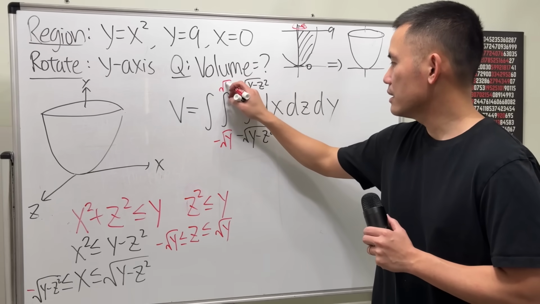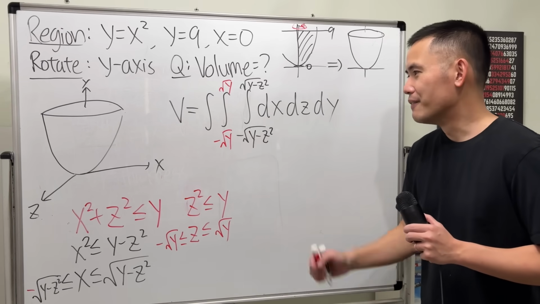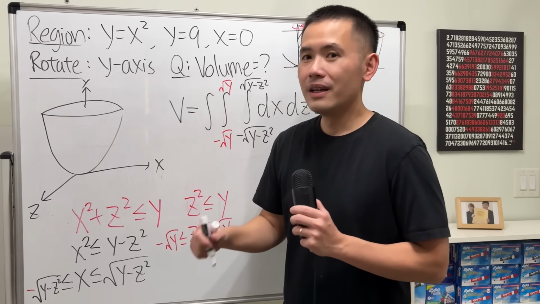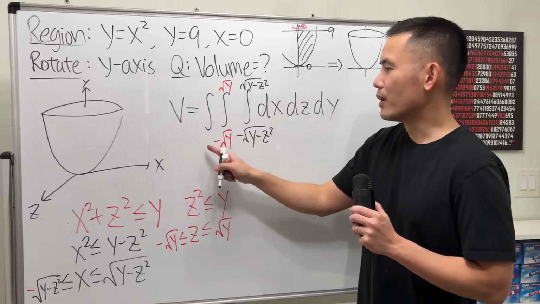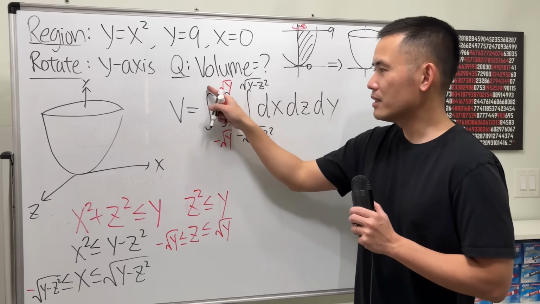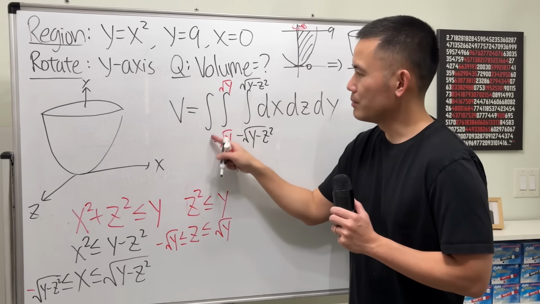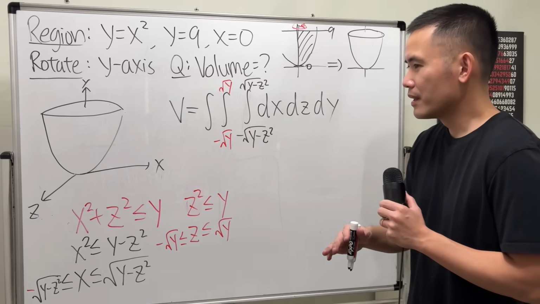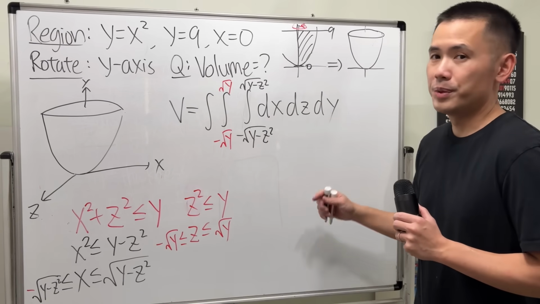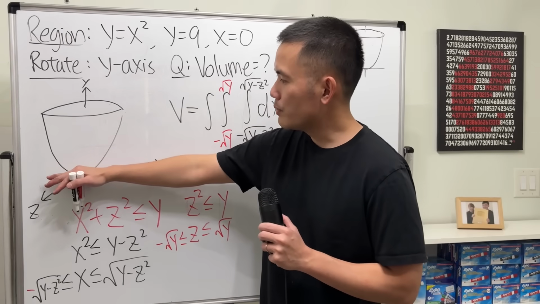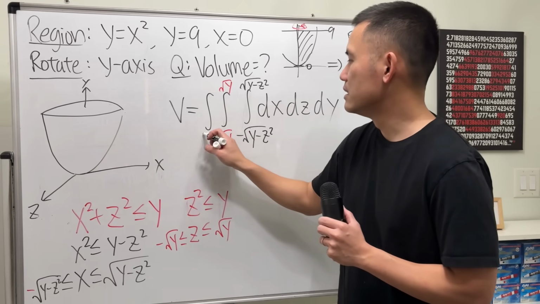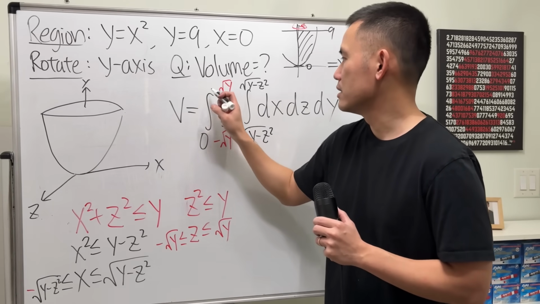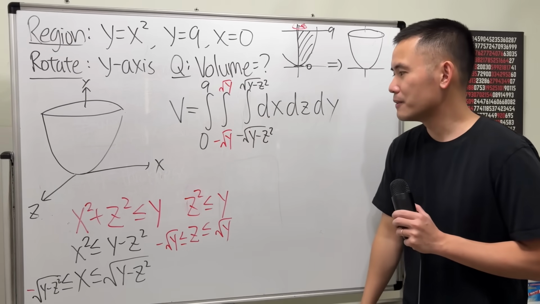And finally, we are in the y world. If you look at the y, the very last integral for the limits here, it's always going to be a number and a number. Because remember, when you have a definite integral, at the end, it's going to be a number. So the very bottom number for y is 0, and then the very top number for y is going to be 9, because it says so. That's it.